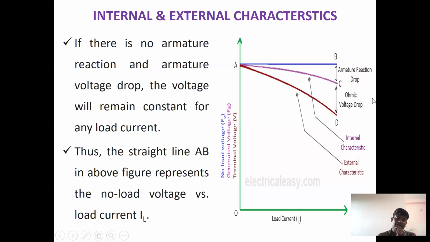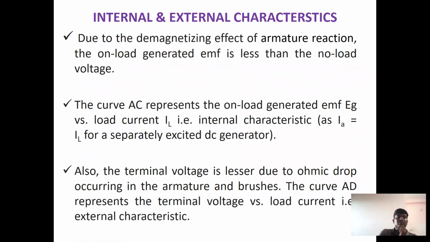So from the load connection point of view, we plot the characteristics between the terminal voltage at the load versus load current. We get the AD characteristics. This AD is nothing but the external characteristics of the separately excited generator. In this process, we get the demagnetization effect of the armature reaction. So due to this, we get some armature reaction drop and ohmic drop in the graph.